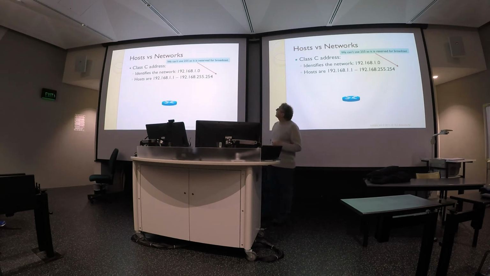We can't use 255 because that's reserved for broadcast, so we have to end at 254. We can't use 0 because that's identifying our network. So .0 is the piece of wire. All right, so there's our router there. So let's have a look at what it looks like.